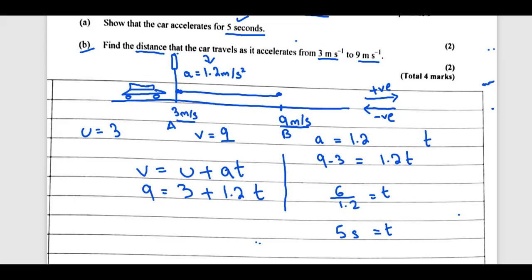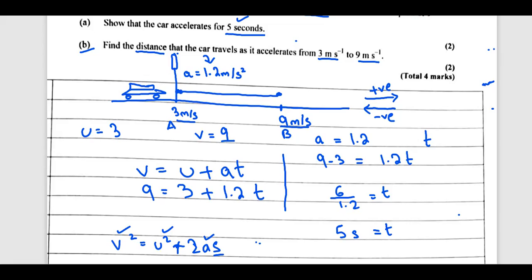Okay, so basically you will be using v squared equals u squared plus 2as. You can use this equation and you can use some other equation as well. So for now, let's just do it with this, okay? Plus 2as. You have v, you have u, you have a. You need to find s, okay? So it's good that you use this one.